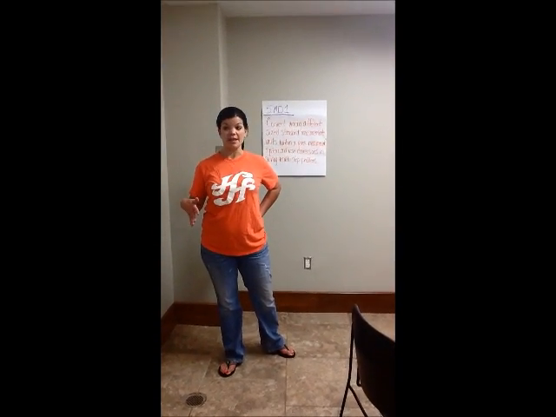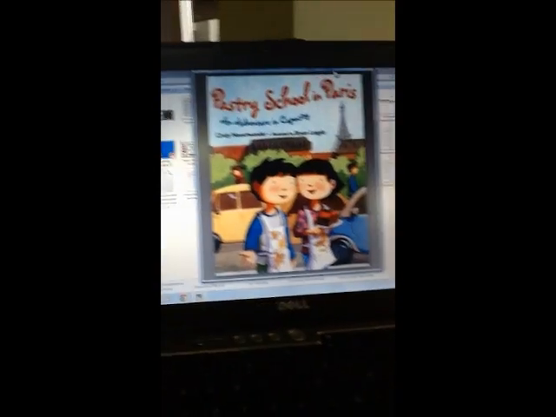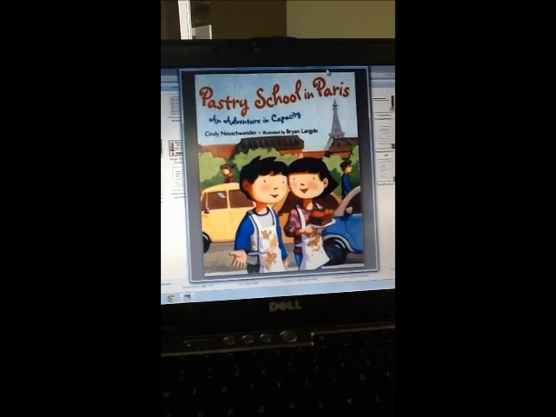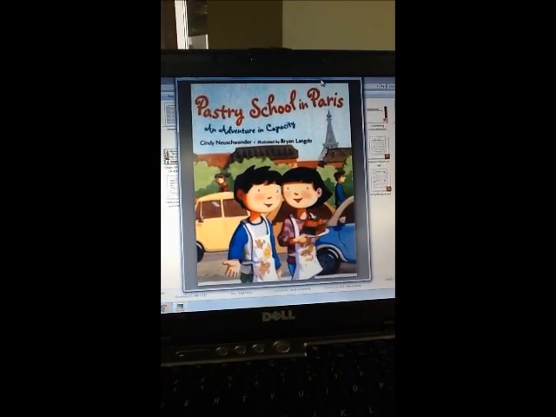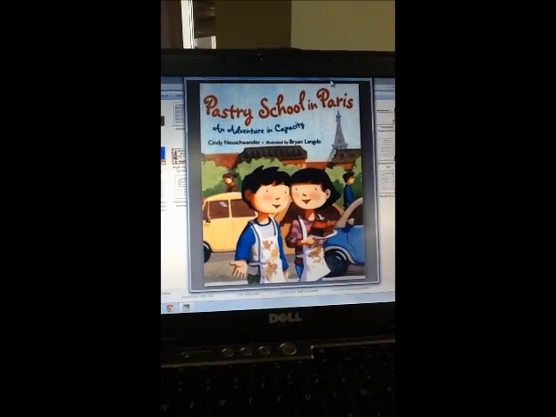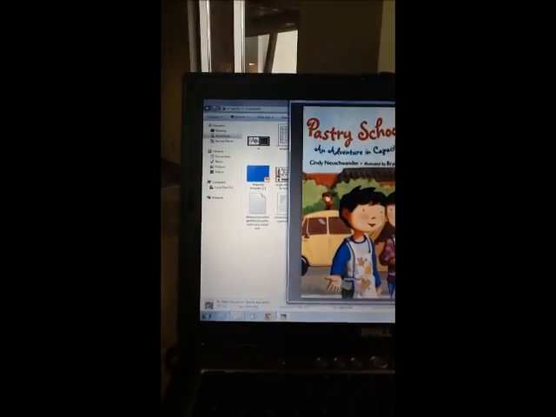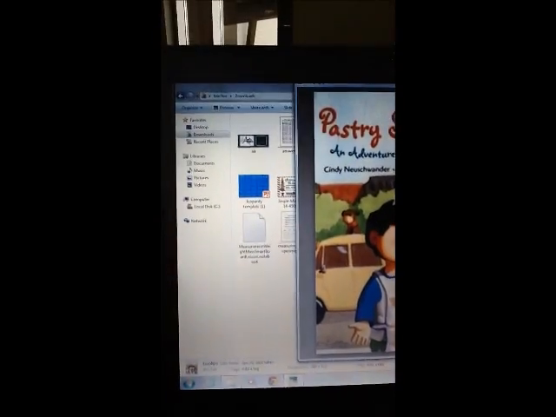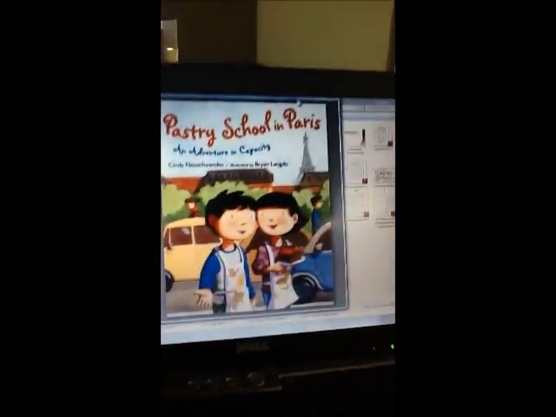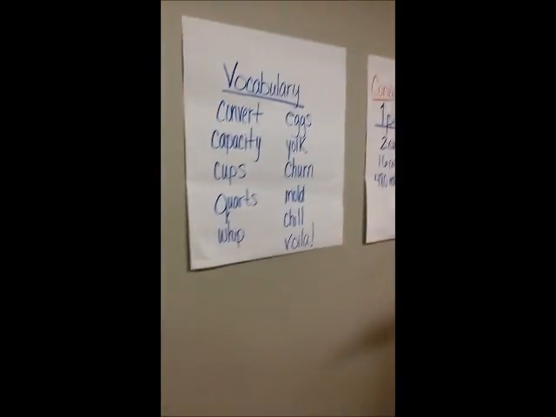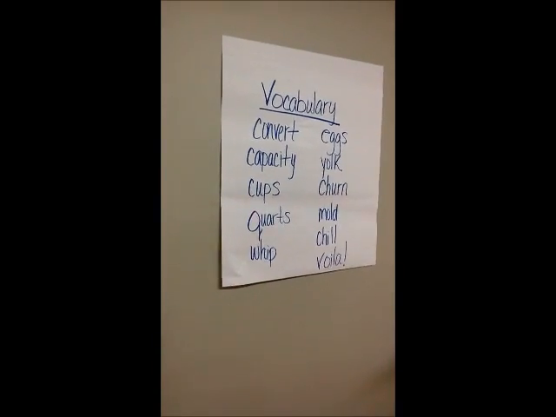I'm going to be using a book today that I found that's a math literature book, and it's called Pastry School in Paris, An Adventure in Capacity. And before we start reading the book, I want to make sure that my students are aware of some of the vocabulary in the book that they may not be familiar with. So I just made a chart of those words, and of course you could have that posted in your room so they could be checking those out.